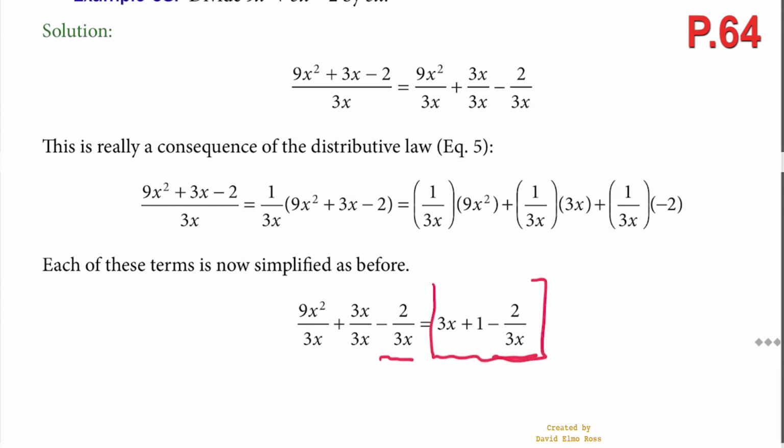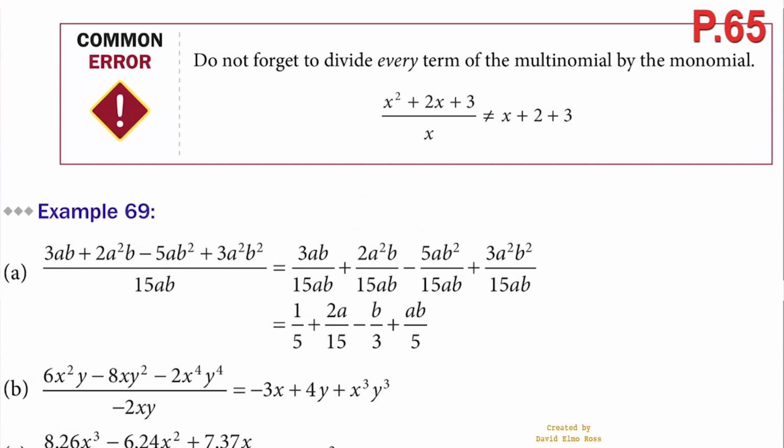Now, the most important thing that you have to remember is you have to divide every term by the denominator. So x squared over x, that gives us x. 2x over x gives us 2. But 3 should be 3 over x. And this is a common mistake that you can make.